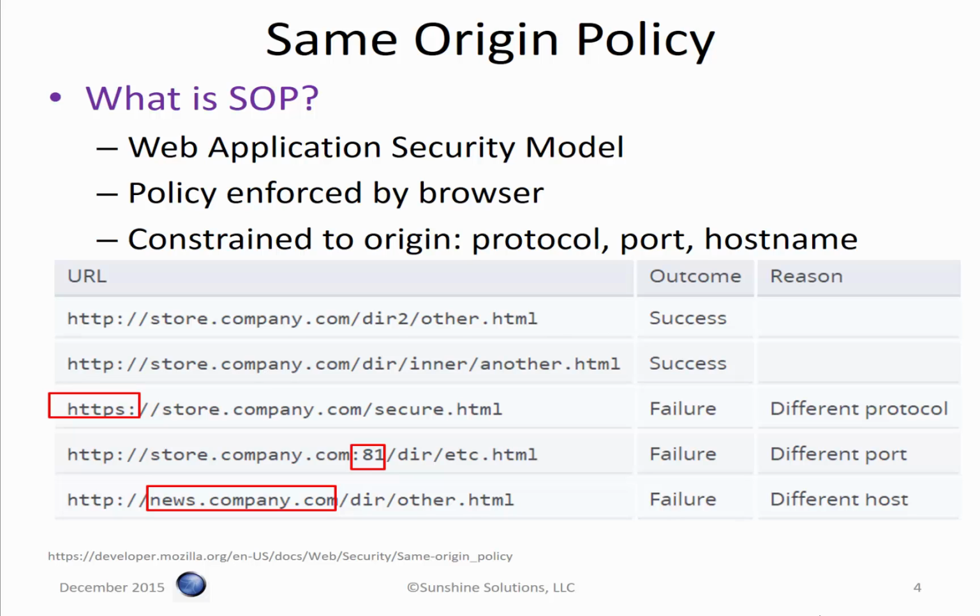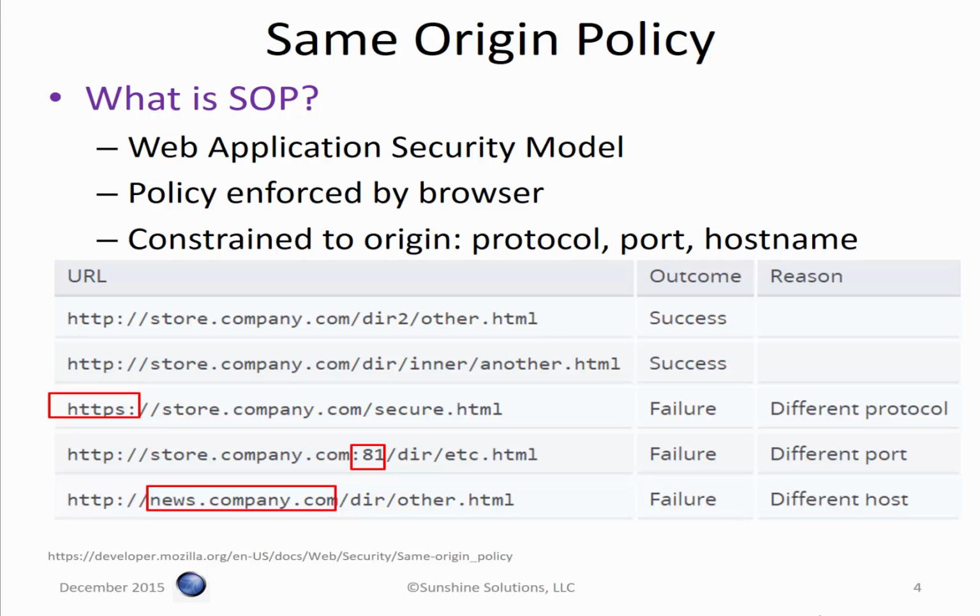It's a web application security model that is built into all of the modern browsers. What it's supposed to do is constrain any kind of resources to be restricted to the origin. Now, that origin is set by the protocol, the port, and the host name. I have some examples here where if the origin is set to be http://store.company.com, then anything following directory-wise will be fine to go ahead and execute or be forwarded to.